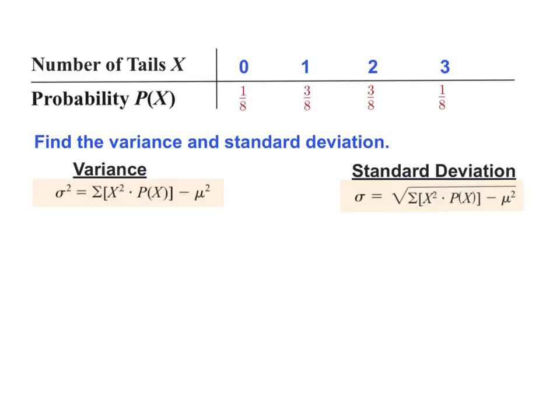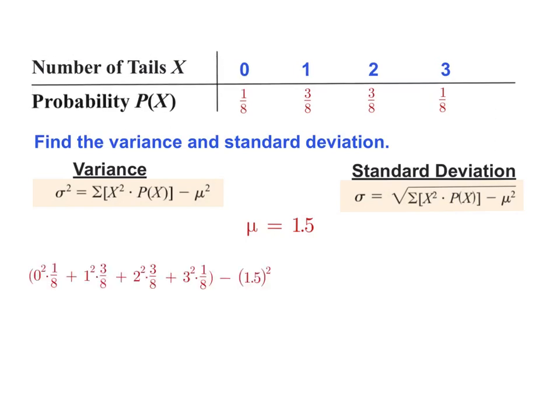The formula is just copy pasted, and the mean was 1.5, which we had already calculated. So go ahead and try to find the variance. Again, square the outcomes, multiply them by the probabilities, add those up, subtract the mean squared. Try that. Here's the formula. Here's what you should have had. I square everything in blue, multiply it by the probability, and subtract off the mean squared.